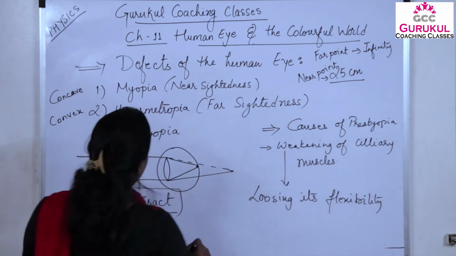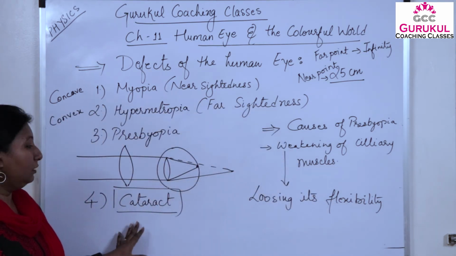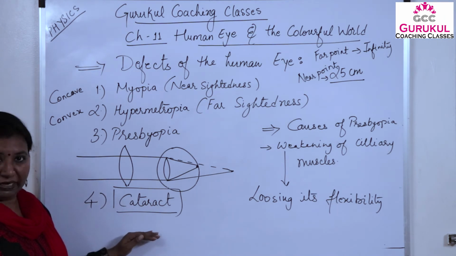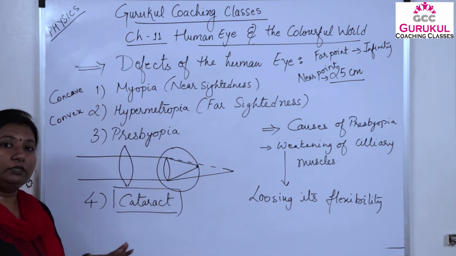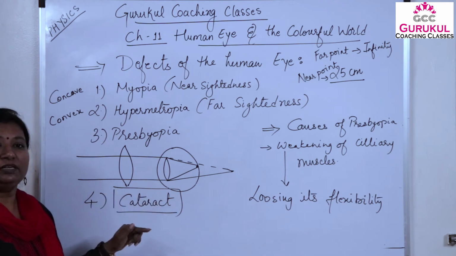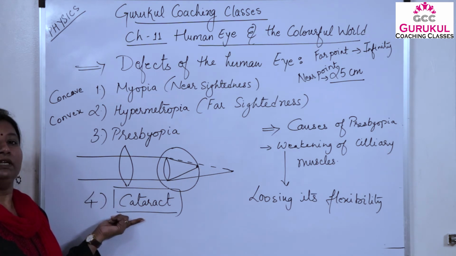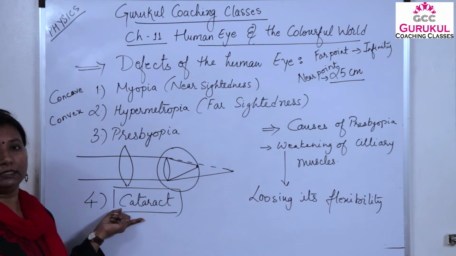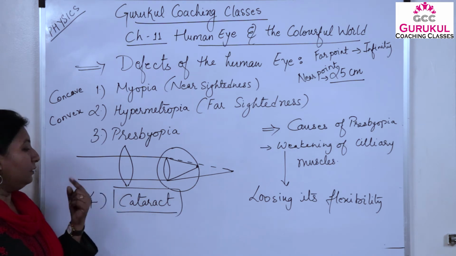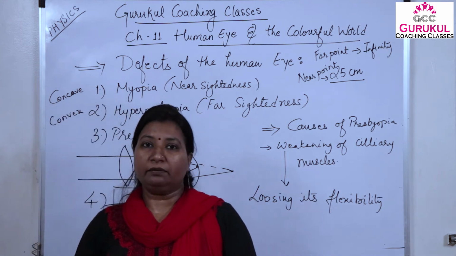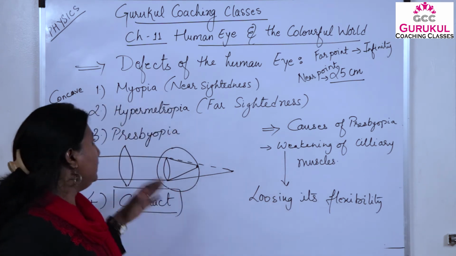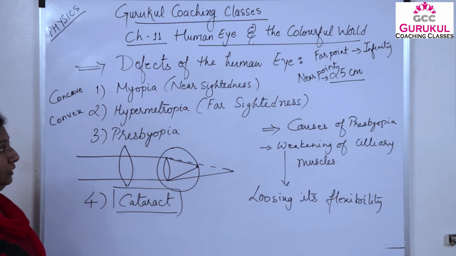The rectification for this defect is surgical operation only. In this condition, we have to operate on the person, the eye lens will be removed and an artificial lens will be kept, right? So cataract is the condition in which a white layer forms on the eye lens, so the person can't see objects clearly, and only surgical operation can rectify this defect. So these are the main defects of the human eye.